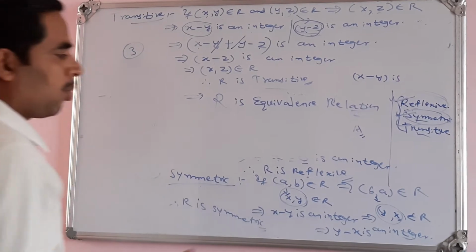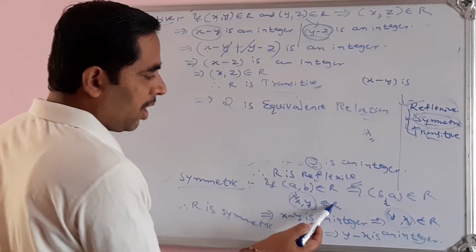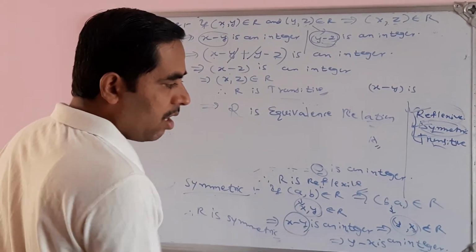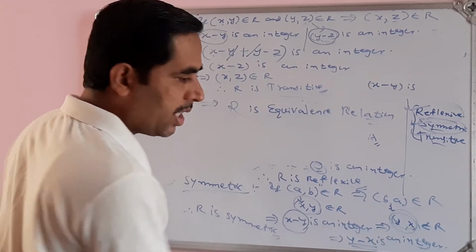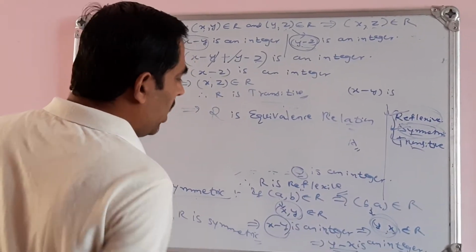See here, we have proved that it is reflexive because 0 is an integer. Then (x, y) belongs to R means x minus y is an integer, and (y, x) belongs to R means y minus x is an integer. So (a, b) belongs to R and (b, a) belongs to R. This is a symmetric relation.